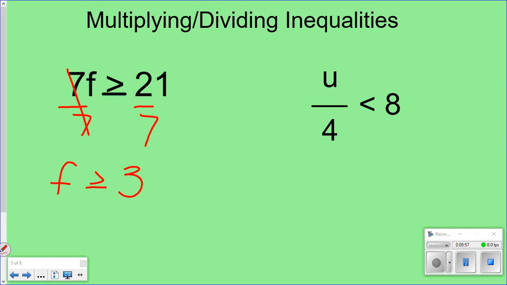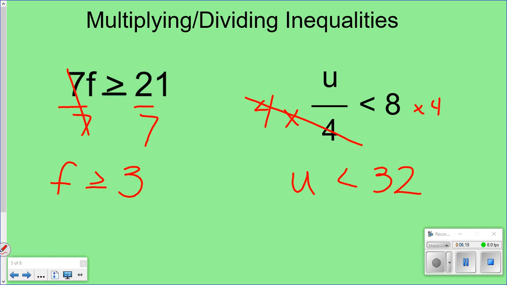Yeah. Yep. And then what about this? If you divide it by 4, if I'm dividing, I got to multiply to get rid of it. So u is going to be less than 32. Keep the sign. Except for, that's my next thing.